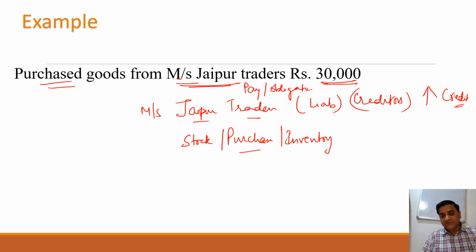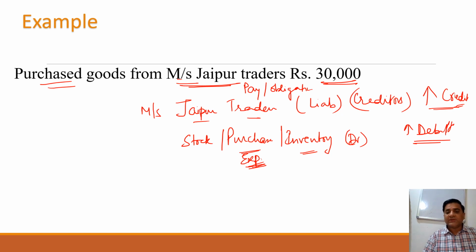Similarly, when you say purchase or your expense, or if you say asset, the rule for asset is the general nature. By general nature they have a debit balance, so whenever they increase they have to be debited. Similarly, in case of expense, by default they have a debit balance. Whenever an expense increases, they have to be debited. So under both the cases, this account would be debited and Jaipur traders account would be credited.